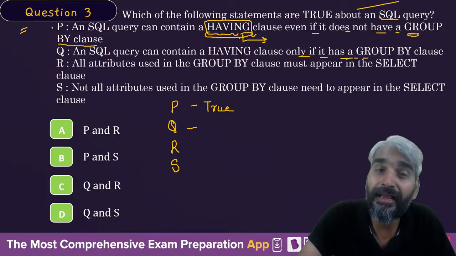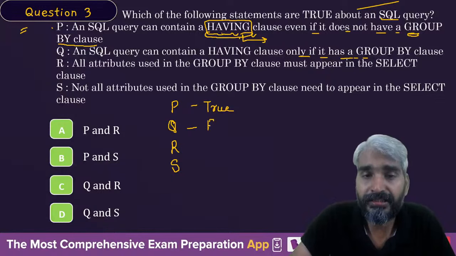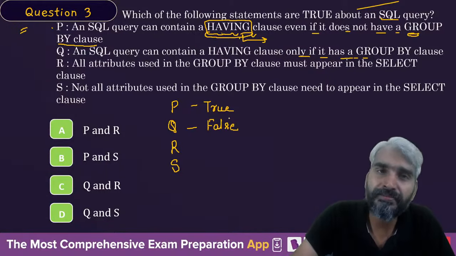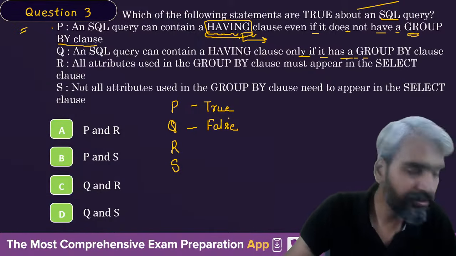An SQL query can contain a having clause only if it has a group by clause. So, if statement P is true, then Q must be false. If P is true, then Q must be false. Both of them are contradictory.